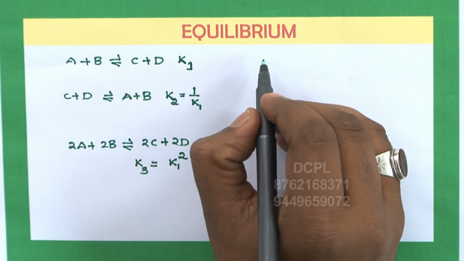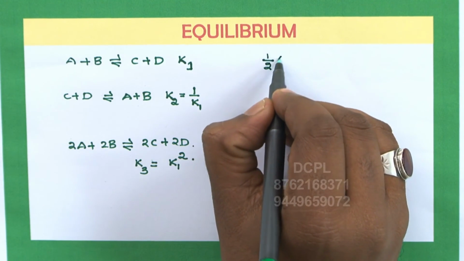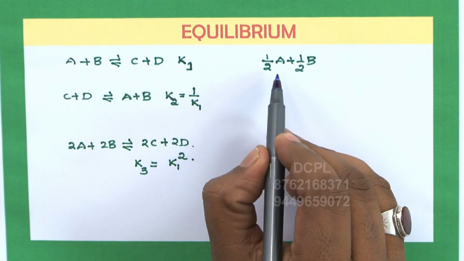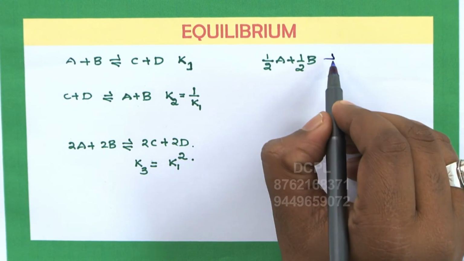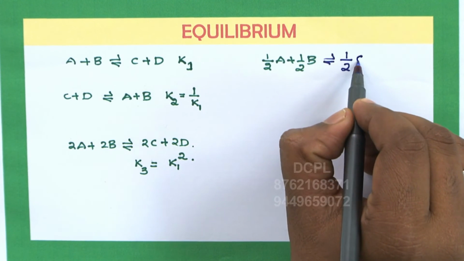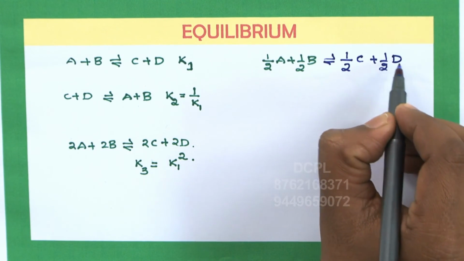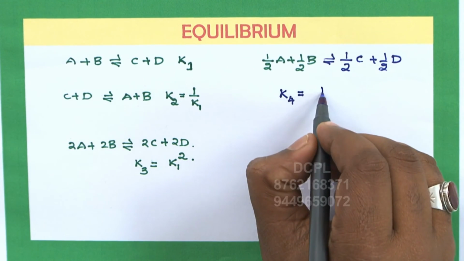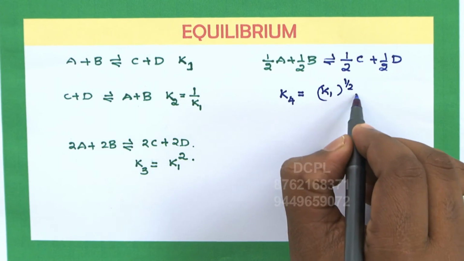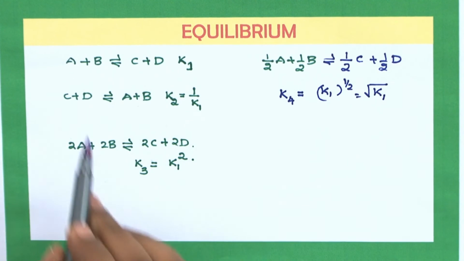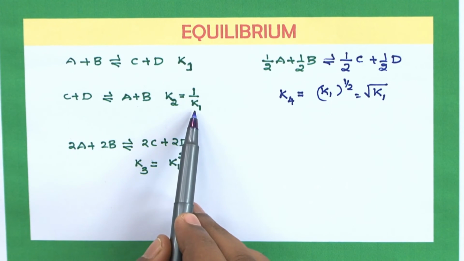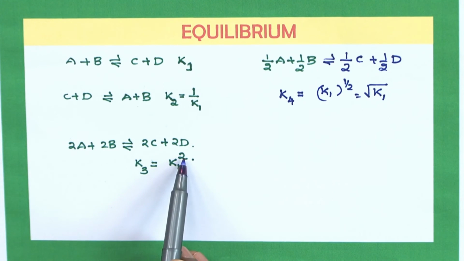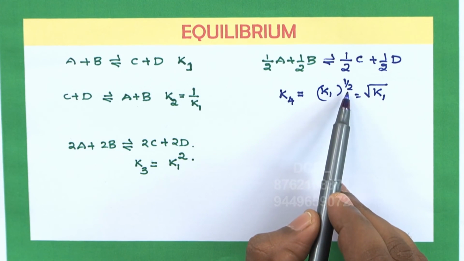I will divide the reaction by 2. So it is 1 by 2 A plus 1 by 2 B in equilibrium with 1 by 2 C plus 1 by 2 D. Let the new equilibrium constant be K4. The new equilibrium constant K4 will be equal to K1 raised to 1 by 2. That is nothing but root of K1. That is, if you reverse the reaction, the new equilibrium constant will be reciprocal. If you multiply a reaction by some coefficient or some number, that will appear as power. If you divide it by some number, that also appears as power.